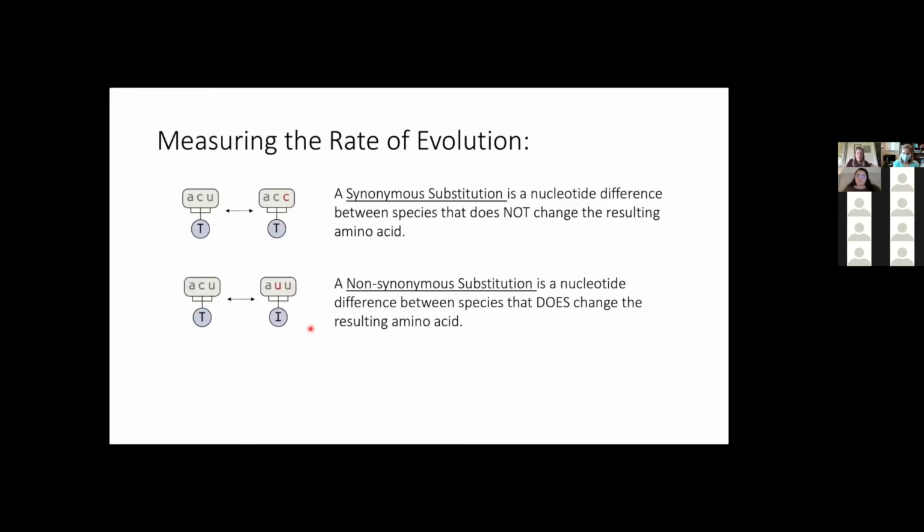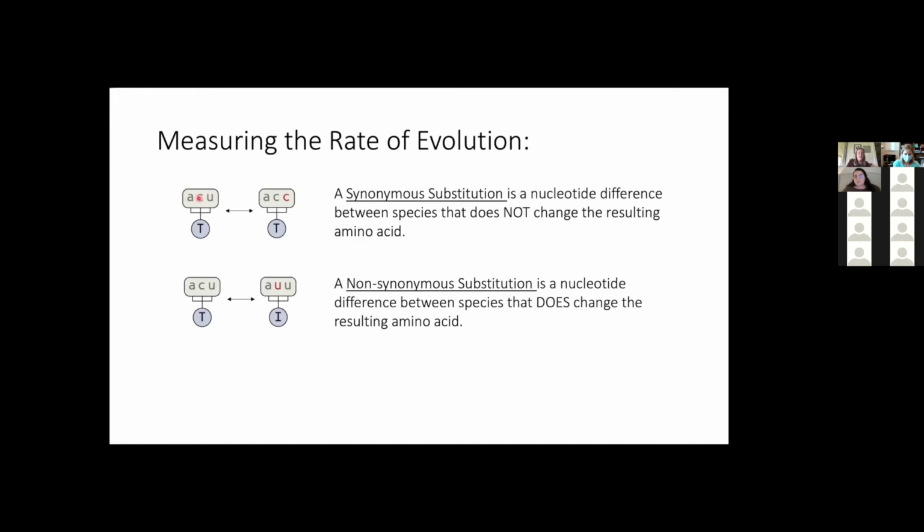So I want to take a step back first and talk about what I mean when I say measuring the rate of evolution. One way that you can do this, and the way that's going to be important for the results I'm going to show you, is we compare the frequency of synonymous and non-synonymous substitutions. So a synonymous substitution is a nucleotide difference between species that doesn't change the resulting amino acid.